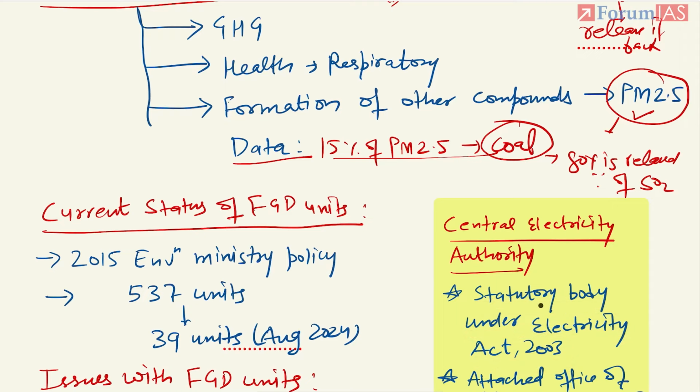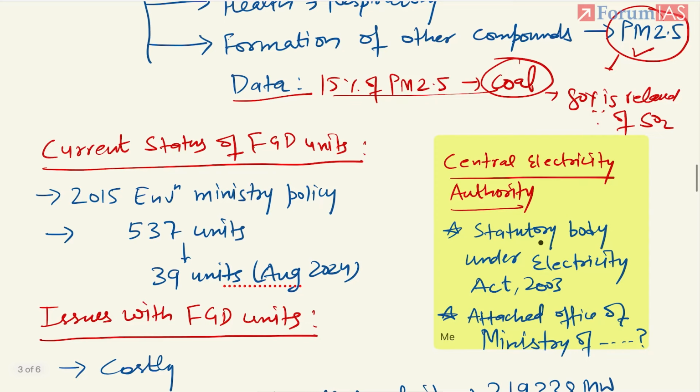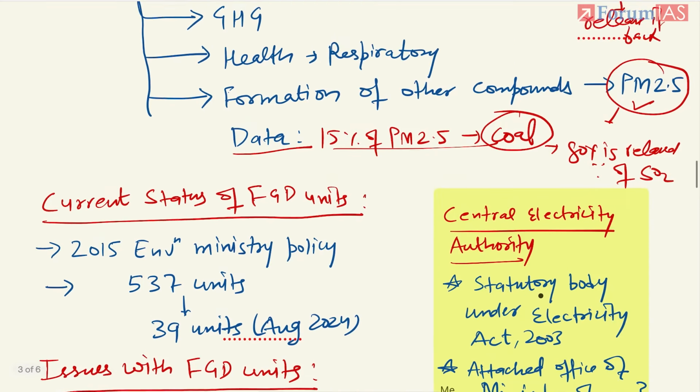These questions can come up in the prelims exam. Central Electricity Authority is an executive body, a regulatory body. It's a statutory body under this act. It is an attached office under the Ministry of... So write in the comment box the name of the ministry. So as we see, the implementation has been very poor.